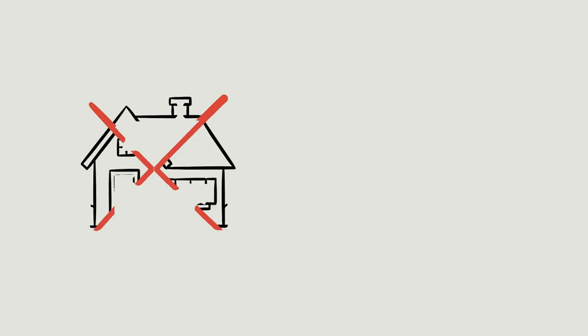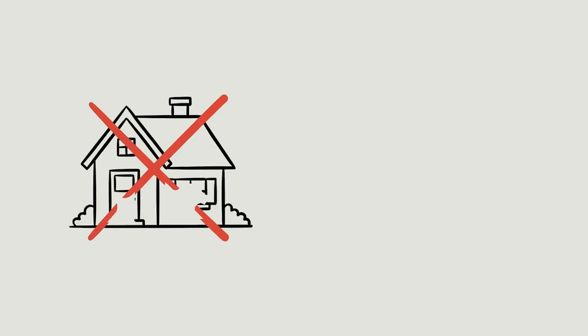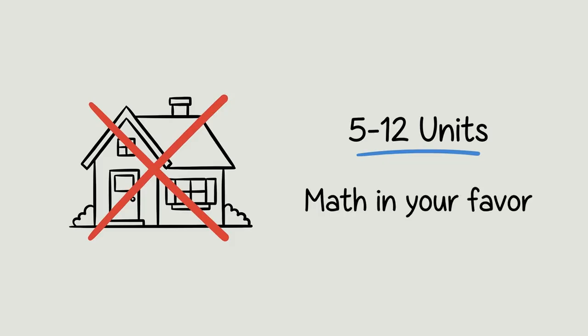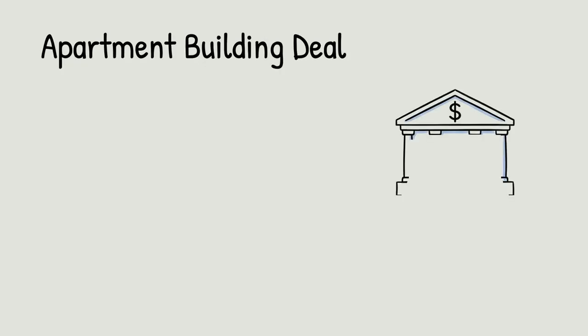Most investors start with single-family rentals, but there's a point where buying one door at a time stops making sense. Small apartment buildings in the 5 to 12 unit range operate under a completely different set of rules, and the math can work significantly in your favor. This is how to buy an apartment building and analyze a small multifamily real estate deal from the ground up using the exact numbers banks and experienced investors look at.